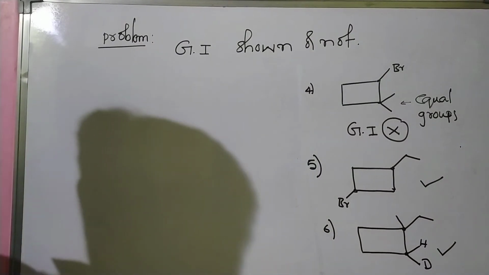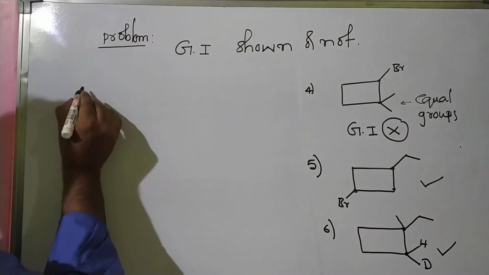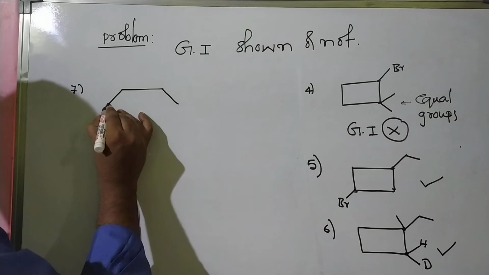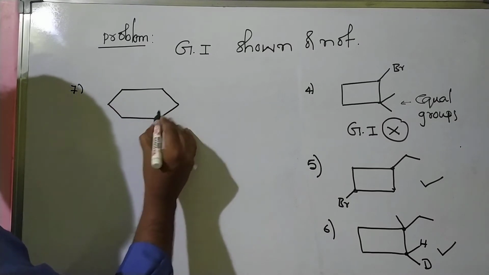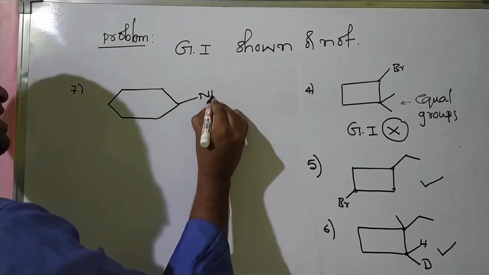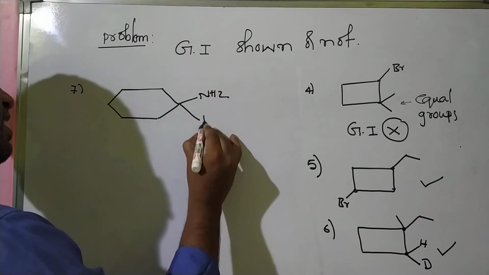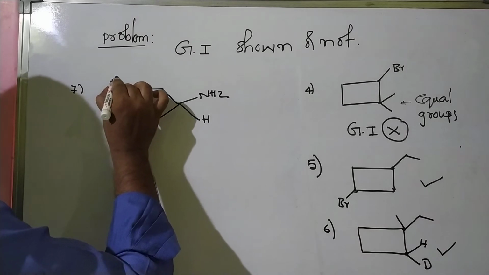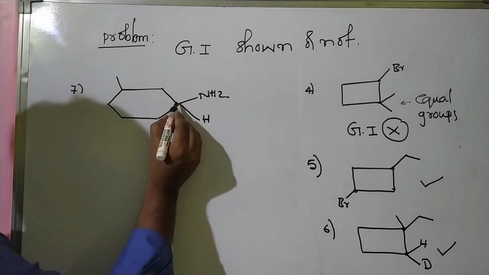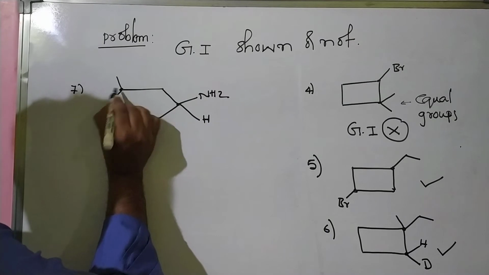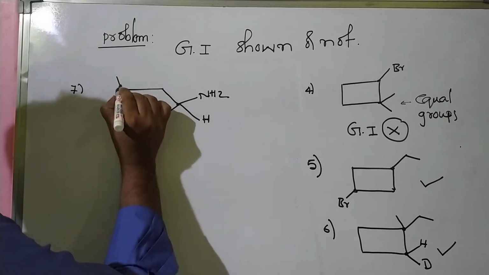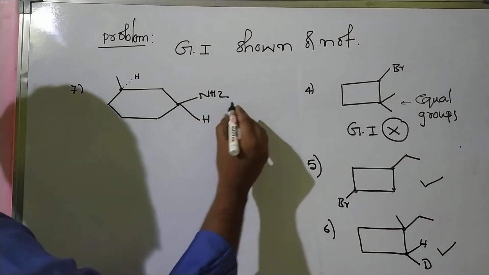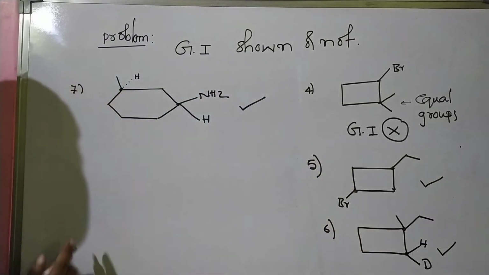And some other examples. So this is cyclohexane ring. Here NH2 is there. Here hydrogen is there. So at this carbon, some methyl group is there. So these are two sp3 carbons. The groups are different. Here hydrogen atom is there. Here hydrogen is there. So these two groups are different. So it will also show geometrical isomerism.